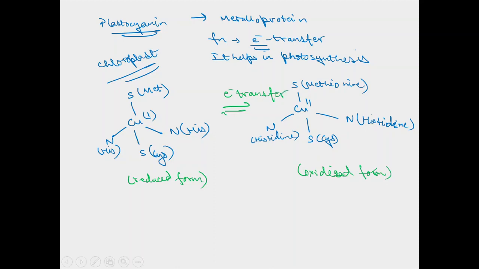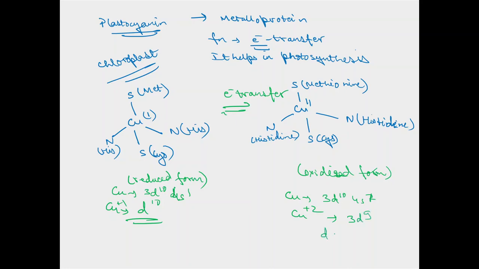Okay, so in both cases, here this copper one is a d10 system because the electronic configuration is 3d10 4s1. Since in this case copper is present in +1 oxidation state, it is a d10 system, whereas for the oxidized form, copper is present as, sorry, copper +2, here it was copper +1. So copper +2 is 3d9, that is a d9 system.